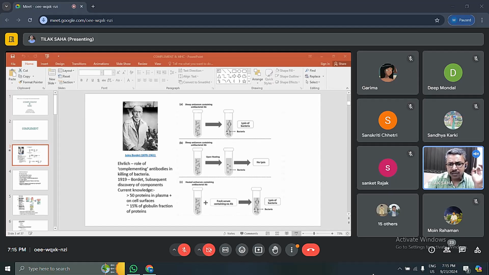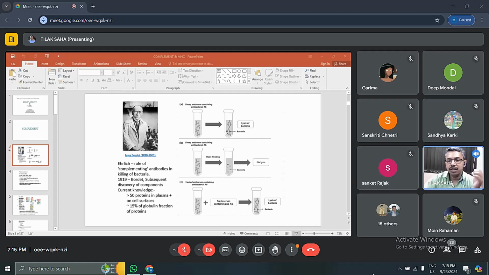Now, how was it proved? Fresh serum was collected from a sheep that was not inoculated, a normal sheep. It was not injected with Vibrio cholerae. So obviously it is not antiserum, rather only serum. When this fresh serum was mixed with the inactivated antiserum, it regained its capability to kill the bacteria.